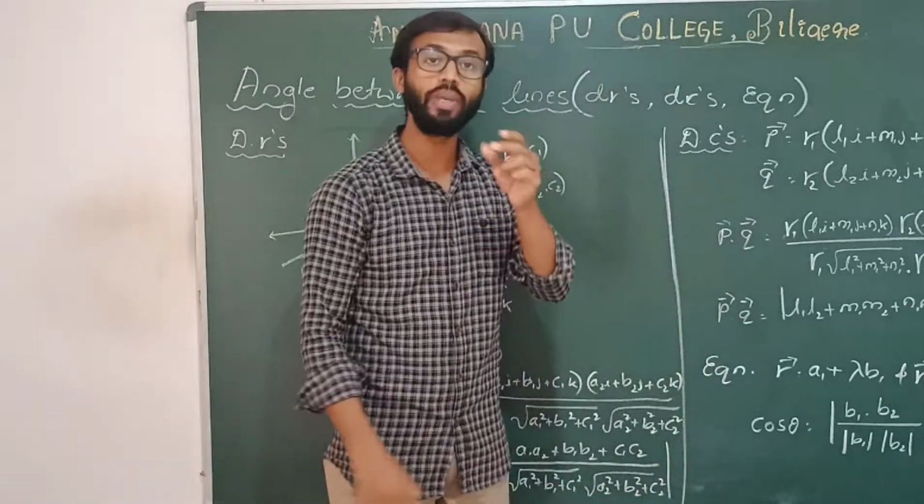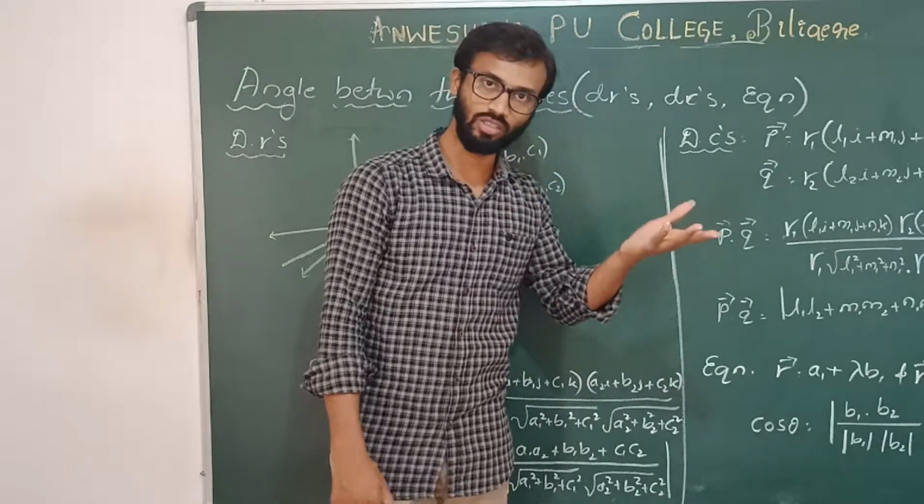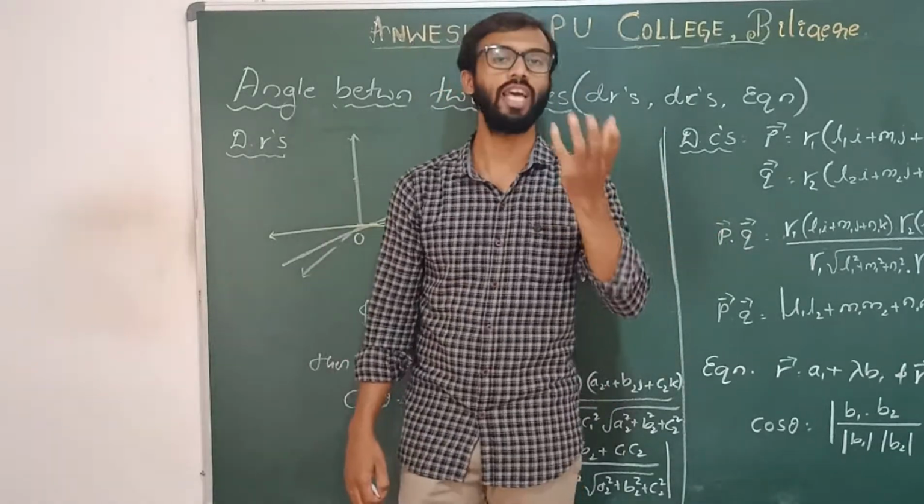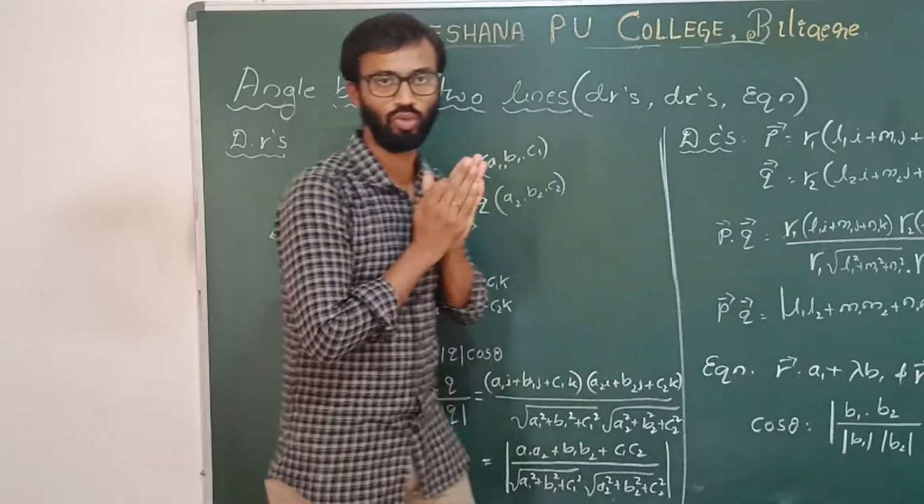Okay, so we need to find, they will be given two lines, and those lines might be given in the form of direction ratios, or they may be given the direction cosines, or they may be given the equation of those lines. Okay, we need to find out the angle between those two lines.